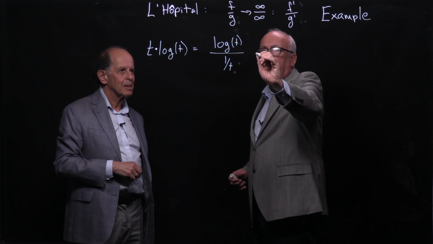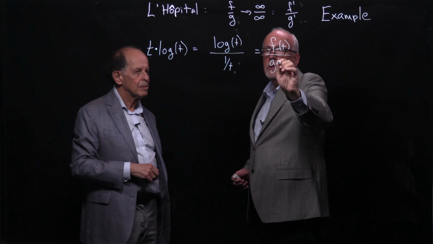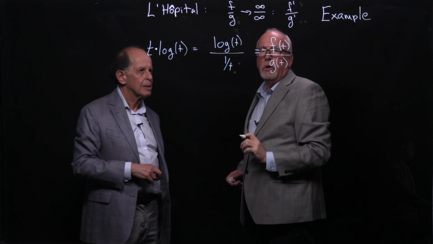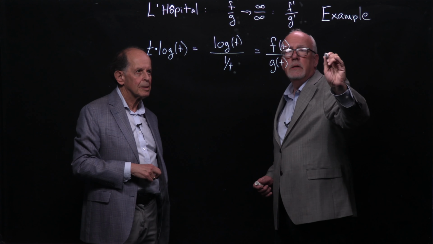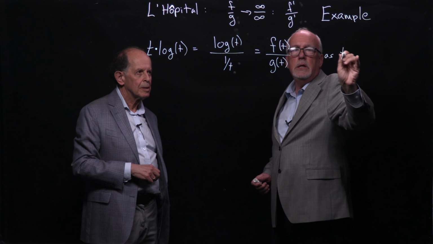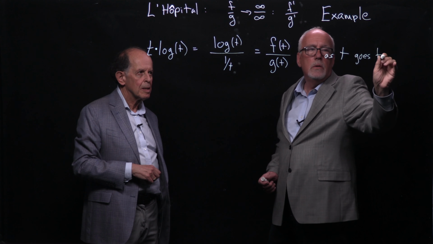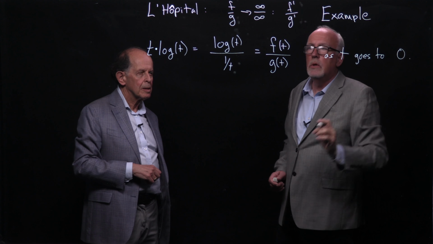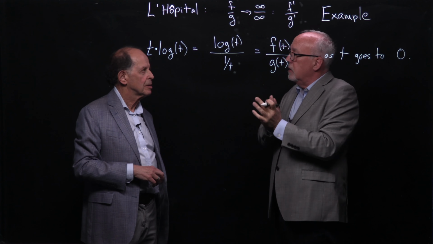But to make this clear, we'll write this as f of t over g of t, where f of t is the logarithm, and g of t is 1 over t. And we want to take this as t goes to 0. So f and g are becoming infinity, but t is just getting close to 0.